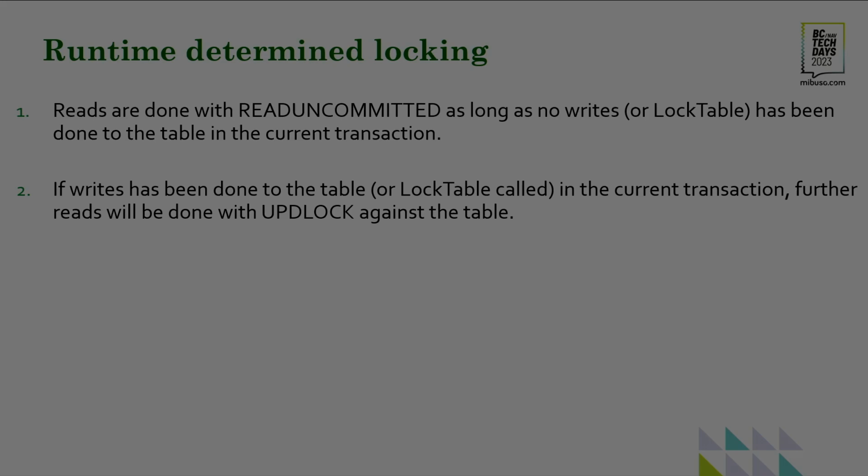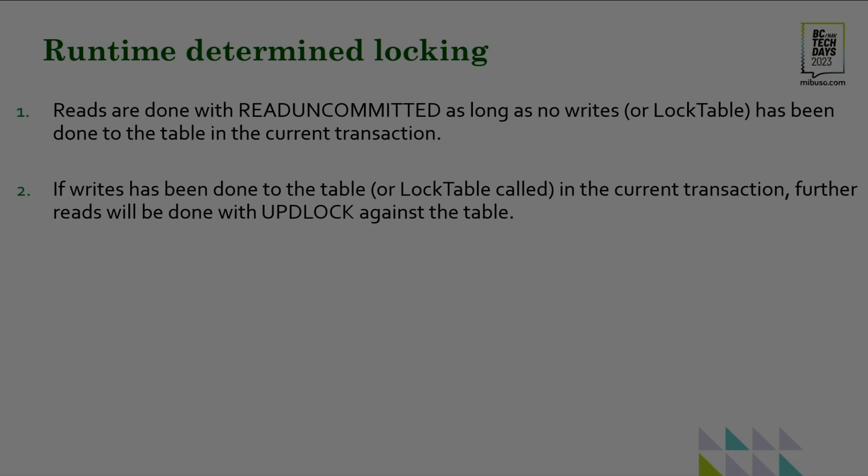So I made a very simple rule set, I hope it is, which is: reads are done with read uncommitted as long as no writes or LockTable has been done on the table in the current transaction. I should maybe have underlined table here, because it's not the record instance. It's not the record variable as we saw in the quiz, which might have tripped someone up. It is the entire table type. So for example, customer or currency or whatever it is. And it's for the entirety of the transaction. If you call LockTable at the very start, it's going to persist throughout the entire thing unless you do commit. Right? And then the opposite, if you did do a write, we are doing update lock.